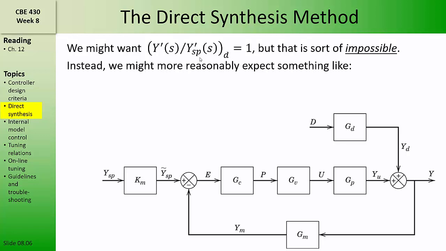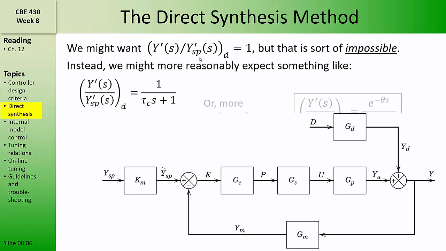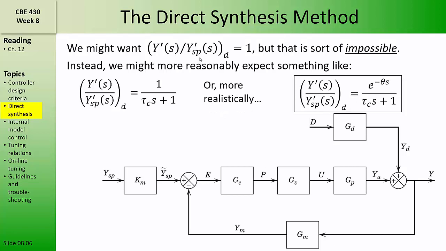Instead, we might more reasonably expect that the servo transfer function will behave with first order kinetics, or even more realistically, first order plus time delay kinetics if our feedback control loop contains a time delay. If our first order control loop contains a known time delay of value theta in any of these transfer functions, the valve, the process, or the measurement, then that value of theta must be included in the desired servo transfer function. We'll call the time constant tau c to indicate that it's the time constant for the controlled process.